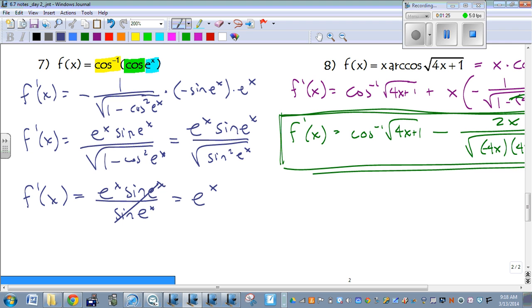Are you ready to be really mad at me? Wait, well, we didn't have to do any of this. No, we didn't have to do any of that. Look at what happens up here. What we talked about yesterday. Inverse cosine of cosine is just this, right? So these would cancel out. So technically f of x is really equal to e to the x.